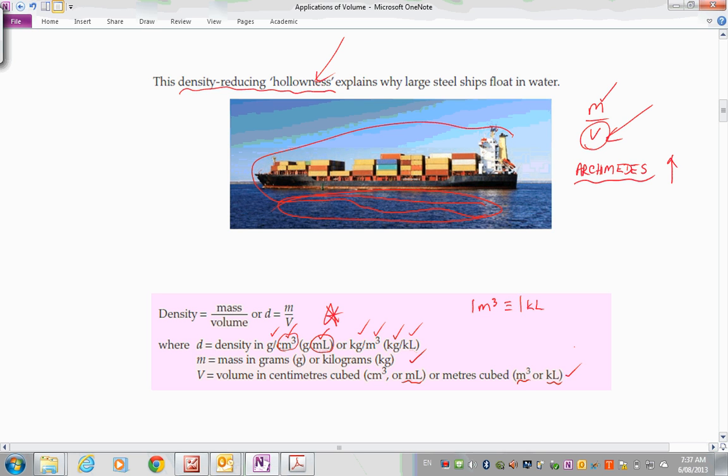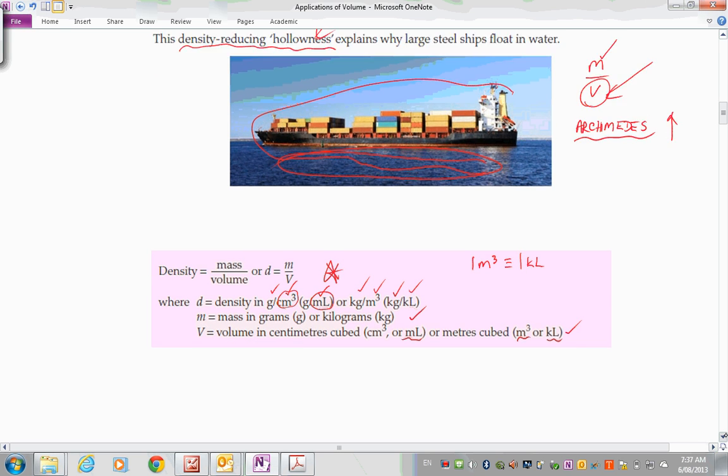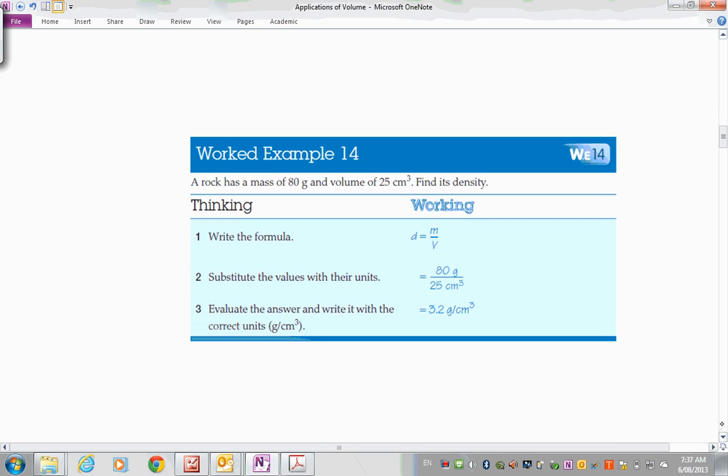Have you got it? These calculations can really help us predict what's going to happen. Okay, let's come down and see if we can do a calculation here. So a rock has a mass of 80 grams and a volume of 25 centimetre cubed. Find its density. Write down the formula. Remember, density is how heavy it is for its size in volume. So it's 80 grams divided by 25 centimetre cubed, or 3.2 grams per centimetre cubed.